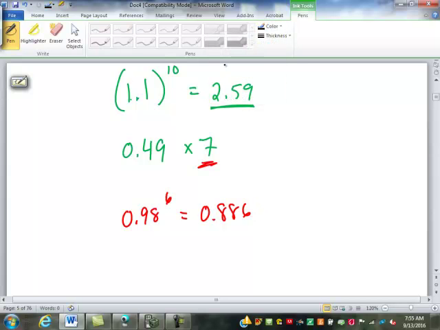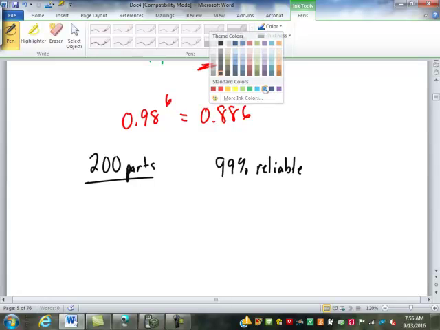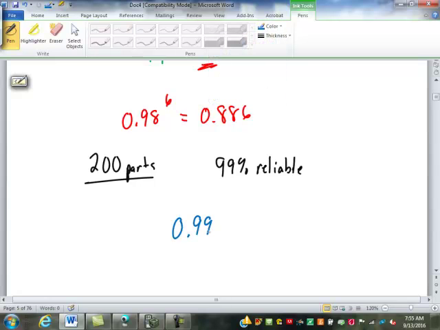The best example I can see of this is reliability. Let's say you build a machine that has 200 parts in it. And each part that you put into that machine is 99% reliable. 99% reliable sounds like a pretty good reliability, right? How likely is it that that machine will perform its function without malfunctioning? Without at least one part malfunctioning? Well, 0.99 to the power of 200.